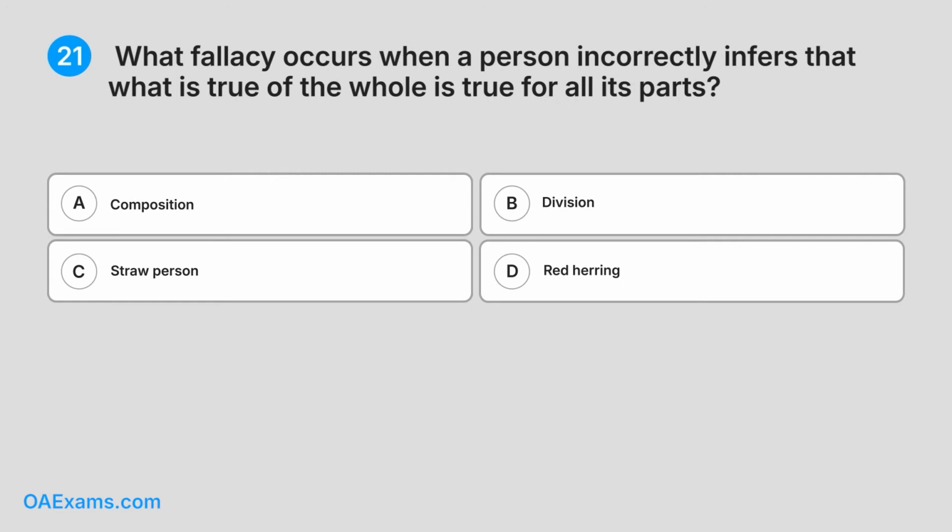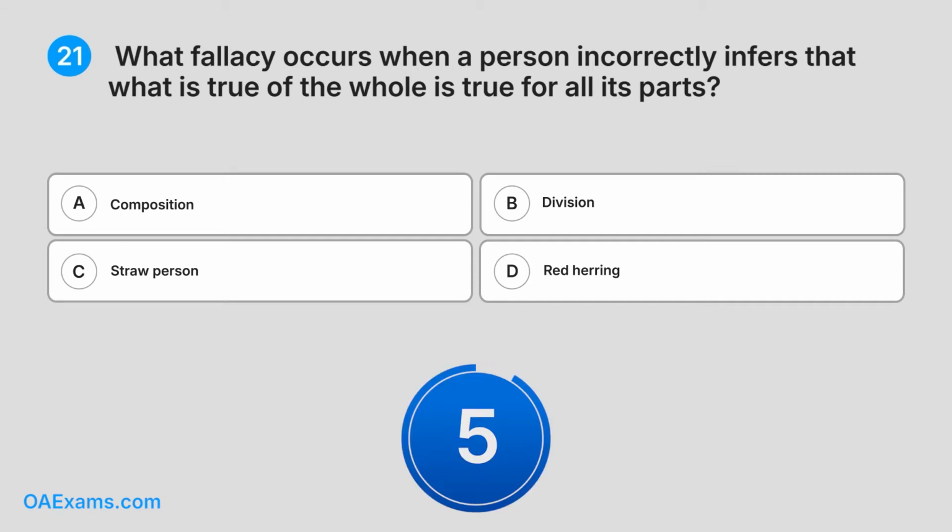21. What fallacy occurs when a person incorrectly infers that what is true of the whole is true for all its parts? A. Composition. B. Division. C. Straw person. D. Red herring. Can you guess the answer?